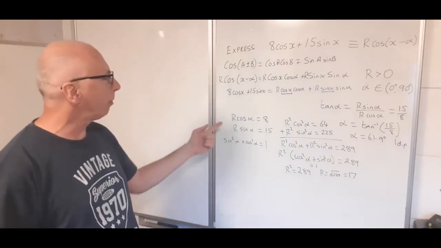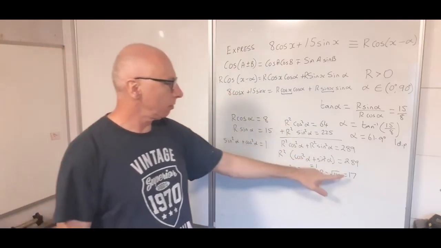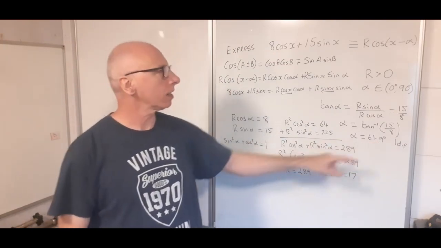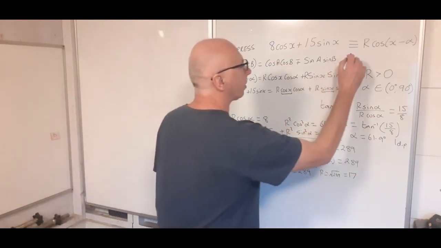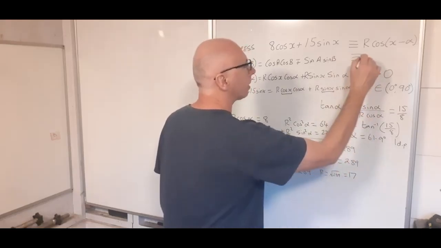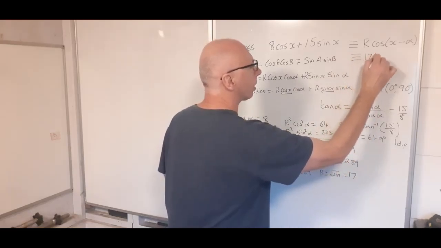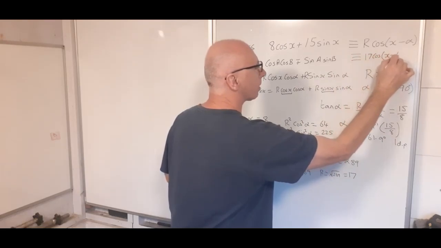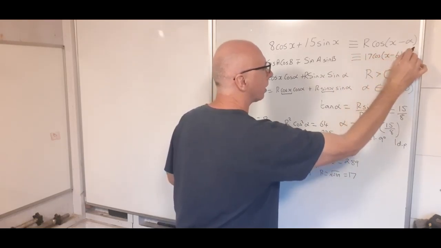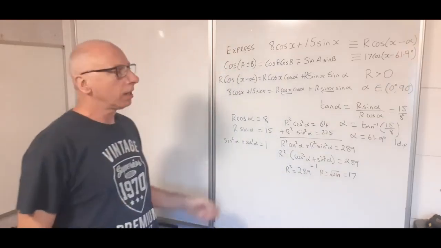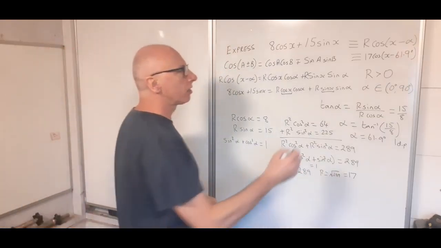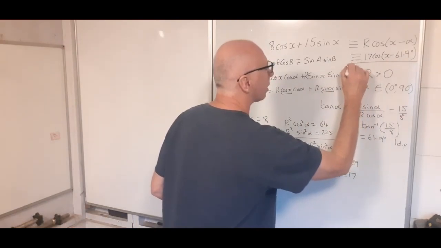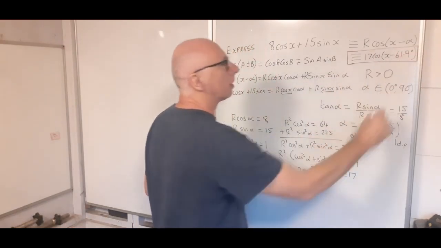So now we've got all our building blocks for this. We've got 17 and 61.9. So let's just write our result here. So I've got 17 cosine of x minus 61.9 degrees. And that's our answer in terms of degrees. And we are done.